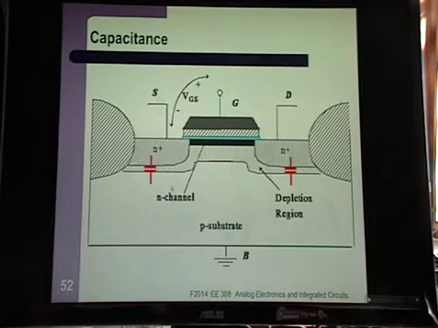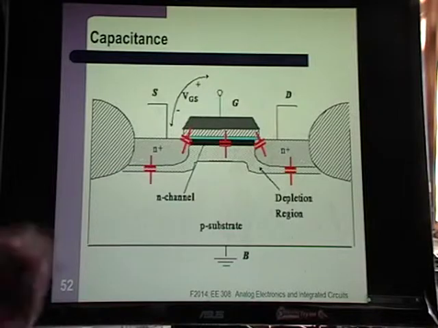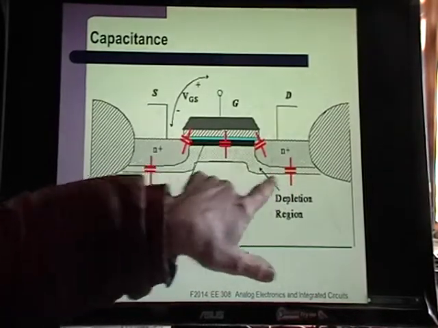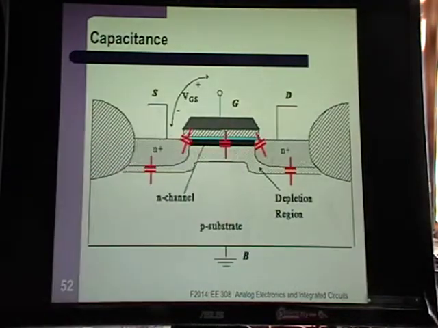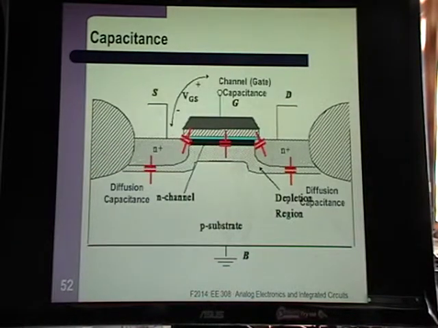It had capacitance from the source to drain to substrate. It had gate channel, and remember the gate channel changes depending on what region of operation you're in. And then it had the overlap capacitances. Those are called physical. So these first two are called diffusion capacitance. These are physical, and this is the gate channel capacitance. And those were the capacitances for a MOSFET.